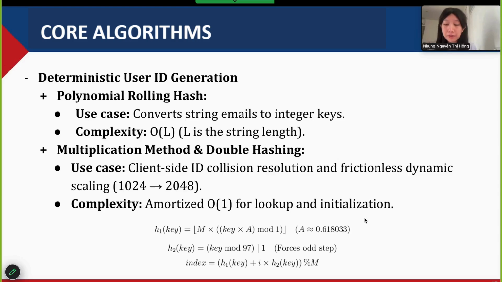On to our algorithms. First is our deterministic user ID generation. Instead of random strings, we use a polynomial rolling hash to translate user emails into integers. To resolve ID collisions safely on the client side, we combine the multiplication method with double hashing. We even use a bitwise operation to force an odd step size. This strictly prevents infinite loops and allows our hash table to dynamically double its size without breaking.